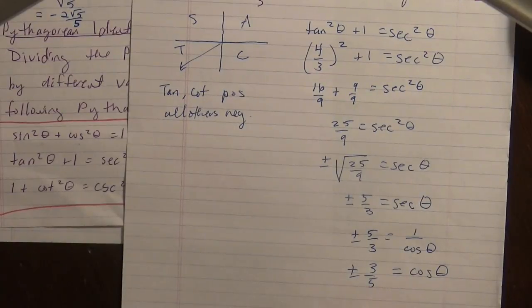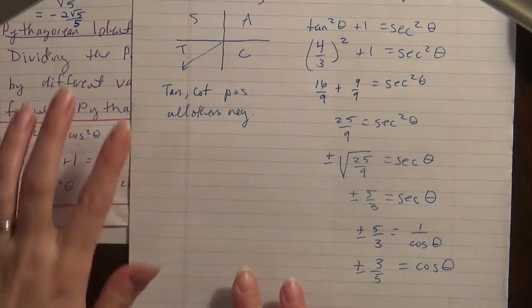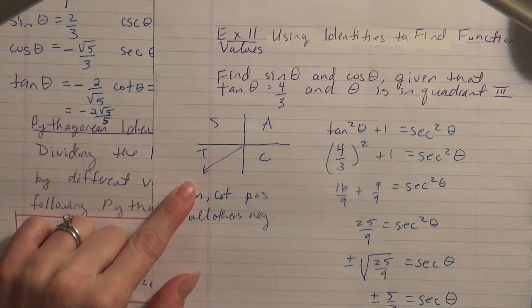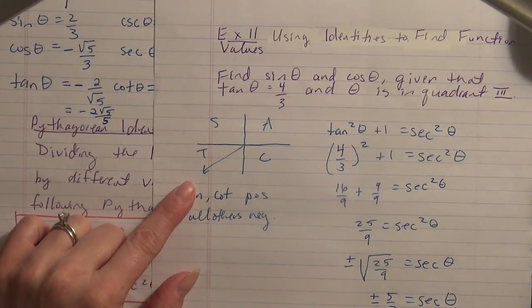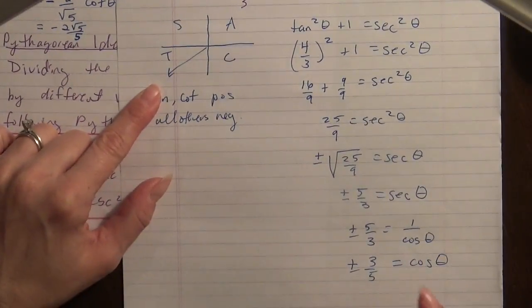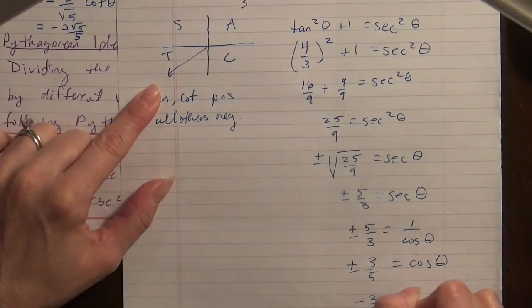Well, which one do we want? Do we want the positive or the negative? Well, we look up here. We know that tangent is going to be positive. Only tangent and cotangent are positive, everything else is negative. So that means we need to choose the negative value. So negative 3/5 for cosine.